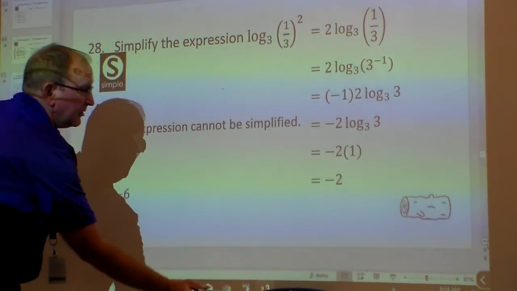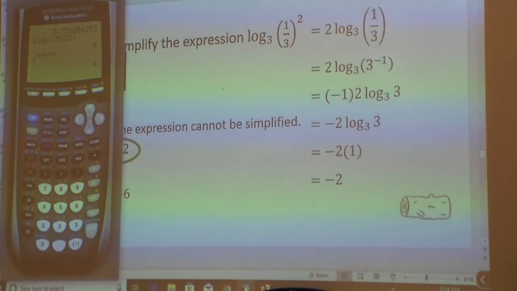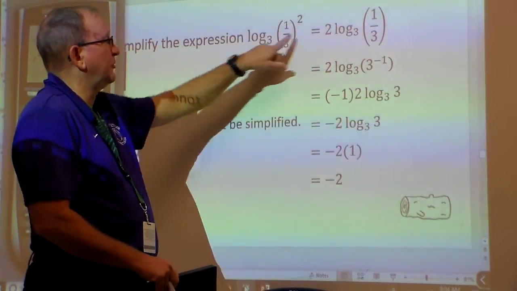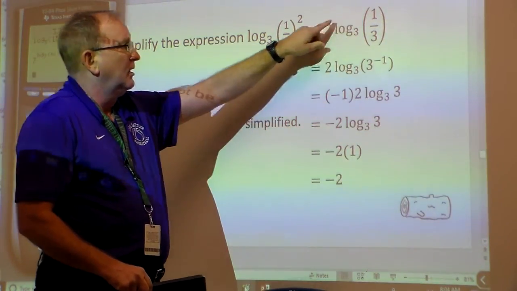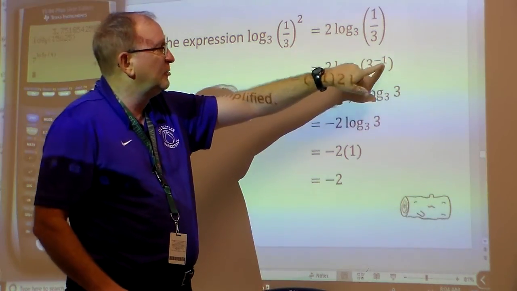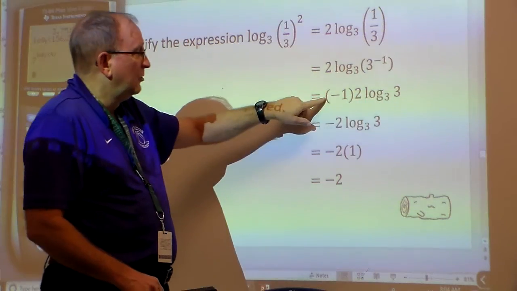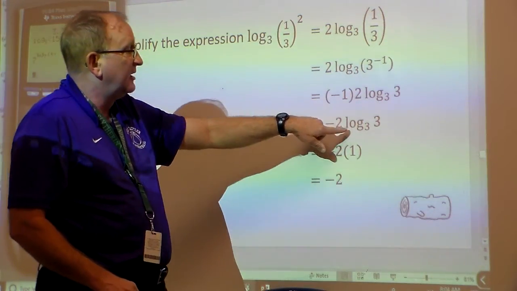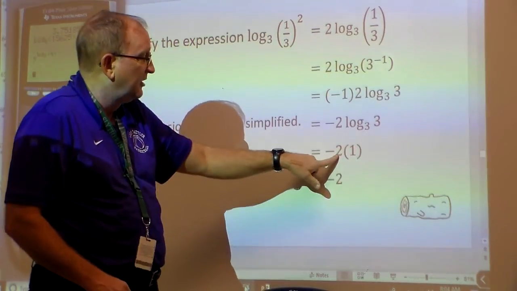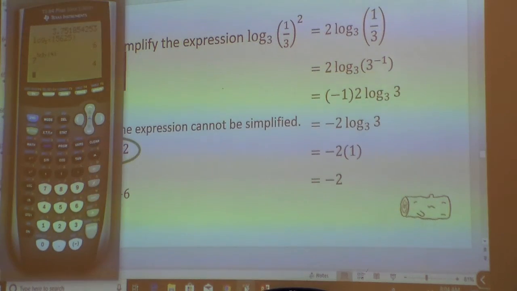Go to the next one here. And back to my calculator. Now let's work it out. This is the same thing as moving the 2 in front, which is what I did right here. Also, 1/3 is the same as 3 to the -1. I could then move that exponent out in front, which means I have -1 times 2 log 3. Well, -1 times 2 is -2. And guess what? 3 to the what power equals 3? The answer is 1. That's one of our properties. So -2 times 1 makes the answer what? -2.